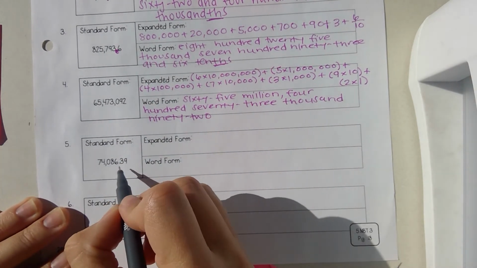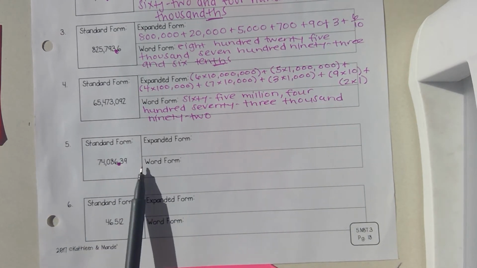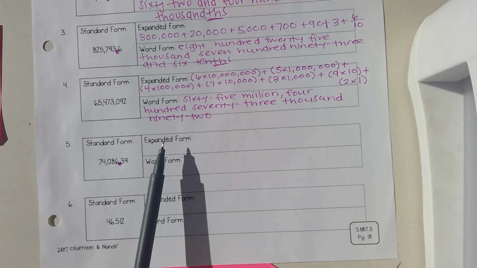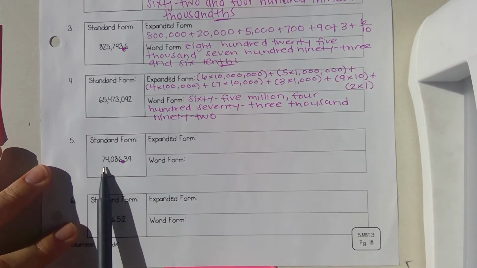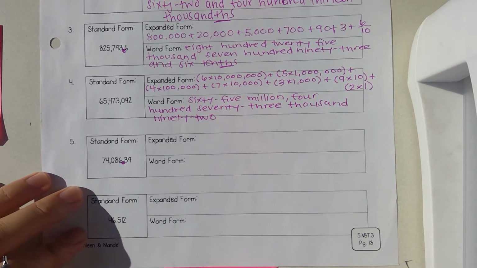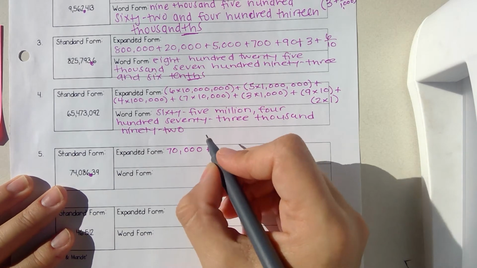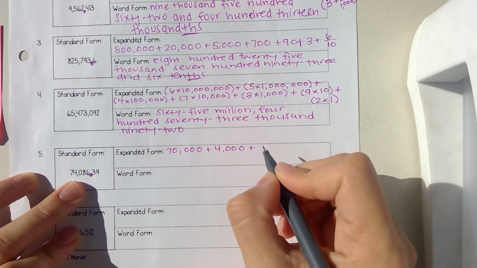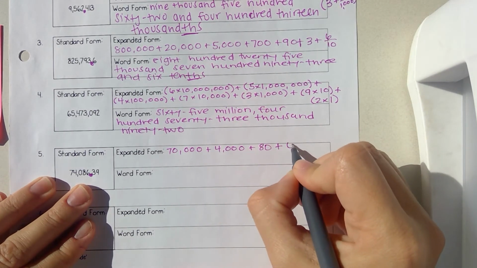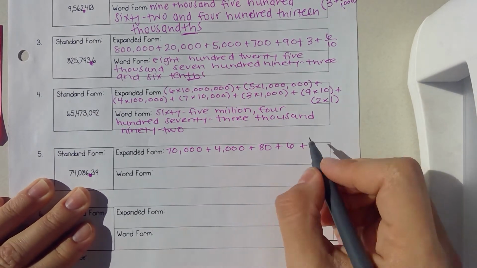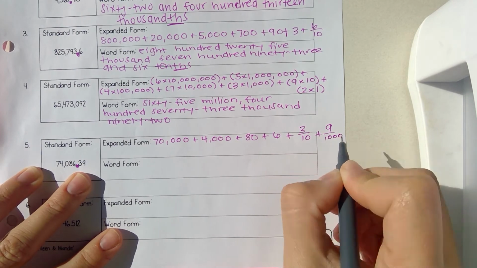They gave it to us in standard. There is a decimal point, so I'm making it a little larger. Everything to the left is a whole number. Everything to the right is a decimal. Expanded form, we're going to write it out just by the values. So the largest place value is the 7, which is in the 10,000. So that would be 70,000, plus then the 4 in the thousands, which is 4,000, plus a 0 in the hundreds, then an 8 in the tens, which was 80, plus 6 in the ones, plus a 3 in the tenths, which then would be 3/10, plus a 9 in the thousands, which would be 9 thousandths.